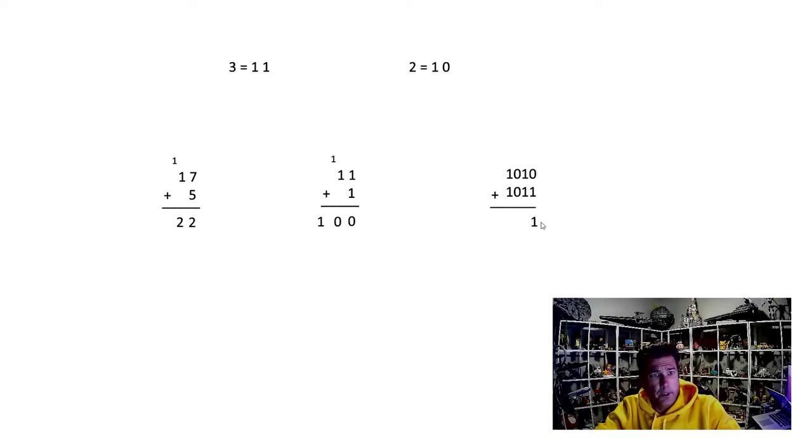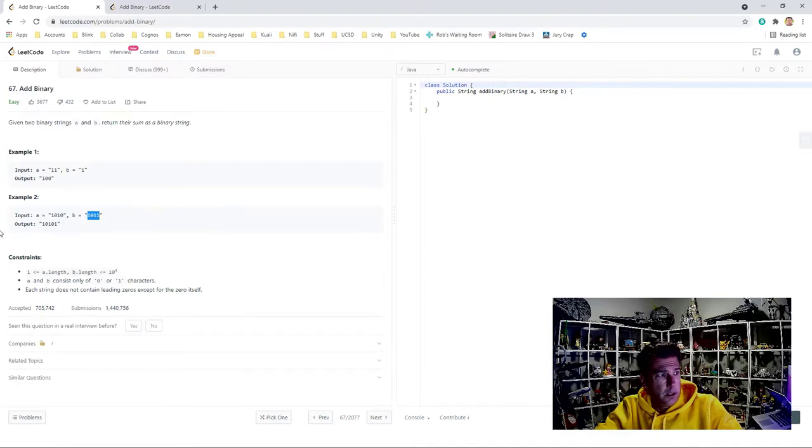0 plus 1 is 1. No carry. 1 plus 1 is 2, so we're going to drop a 0, carry a 1. So here we have 0 plus 1, just 1 with no carry. And then finally 1 plus 1 is 2, which is 1, 0. So we drop the 0 and then the 1. And 10101 is the answer for the second example.